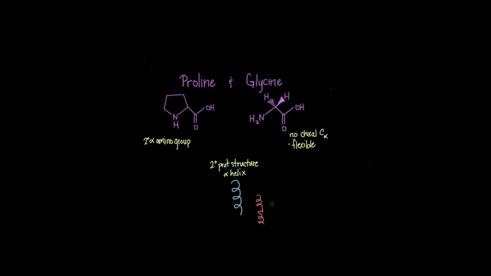And also, since glycine is so flexible around its alpha carbon, it tends to do the same thing. And thus, both of these amino acids are known as alpha helix breakers.